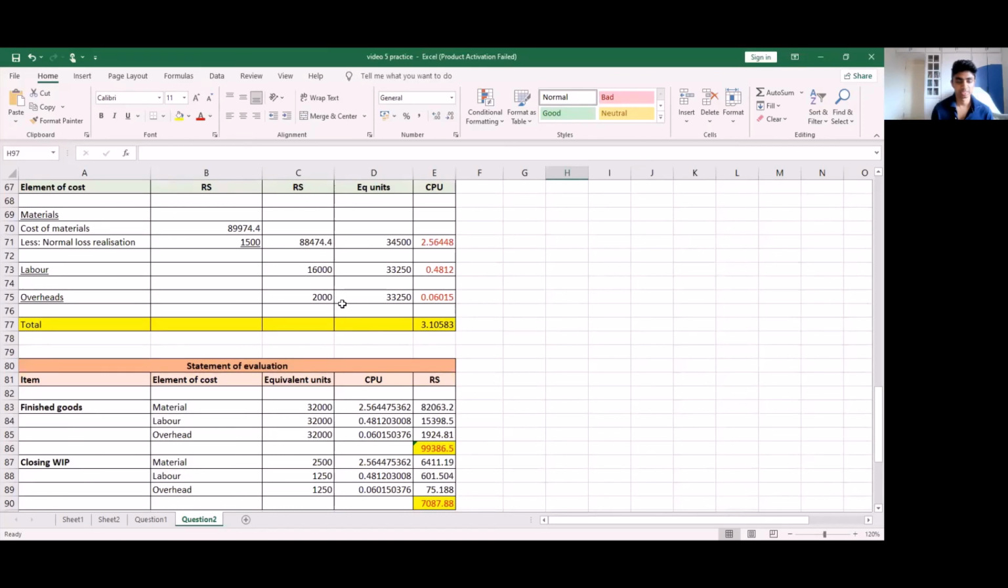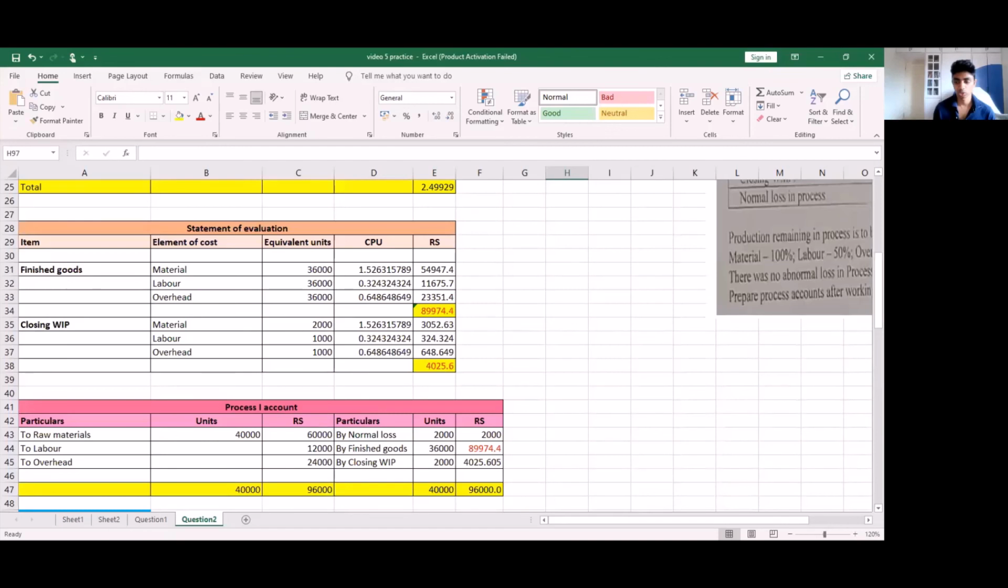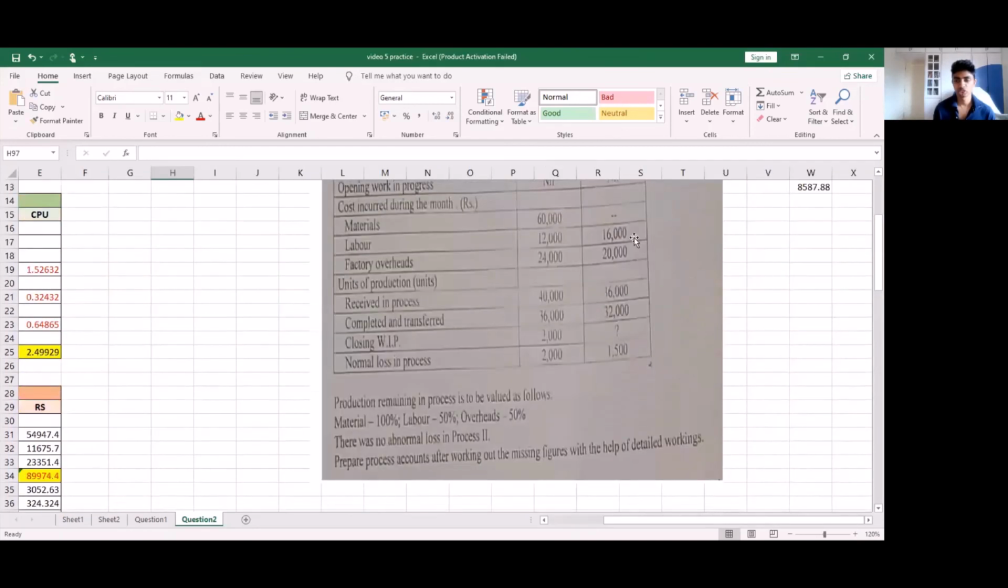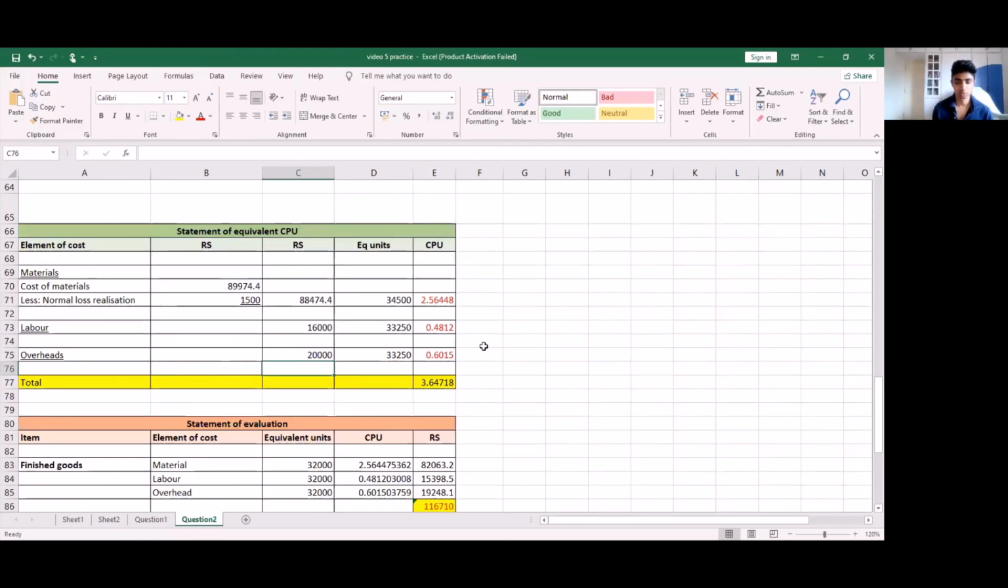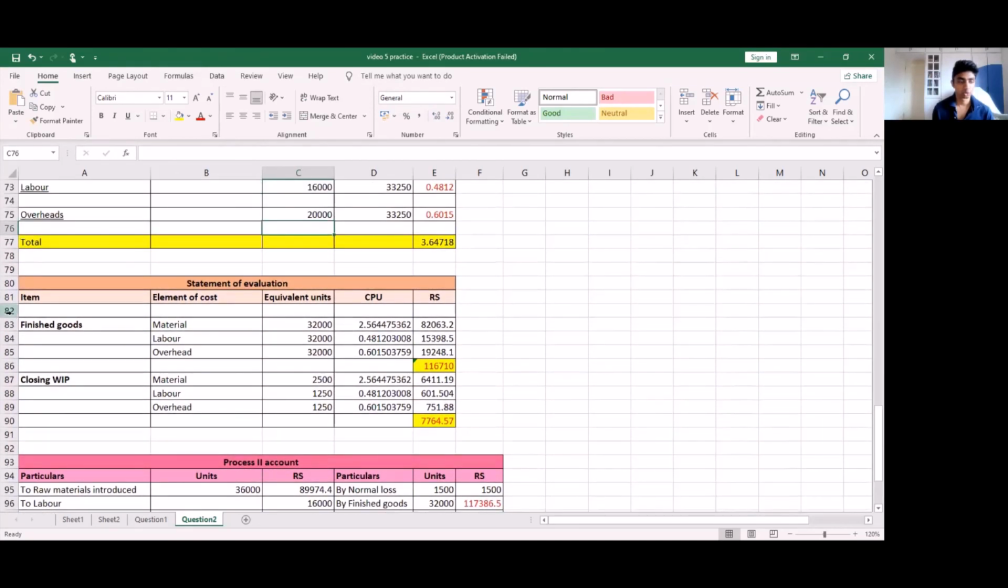I notice our first mistake here, which is our cost of overheads. In our question, our cost of overheads for process 2 is mentioned as 20,000, but we have typed a value of 2,000. So we're going to change this to 20,000. Once I change this to 20,000, you will notice the cost per unit will change from 0.06 to 0.6. So once this changed to 0.6, our value of finished goods will change to 1,16,710, and our closing work in progress will change to 7,764.57.